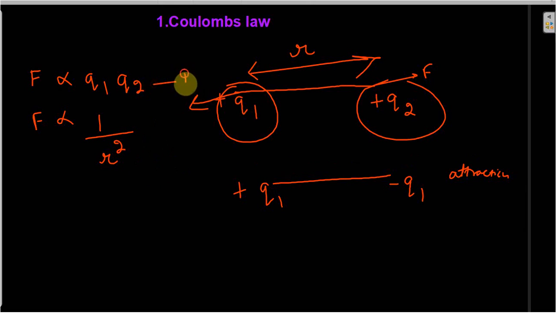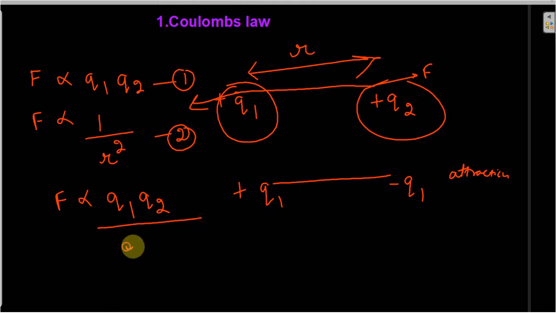So from equation 1 and equation 2 we can write that F is directly proportional to the product of the two charges and inversely proportional to the square of the distance between the two charges. Now to remove this proportional sign, we will use a constant. That constant is named K, and K is known as the electrostatic force constant.